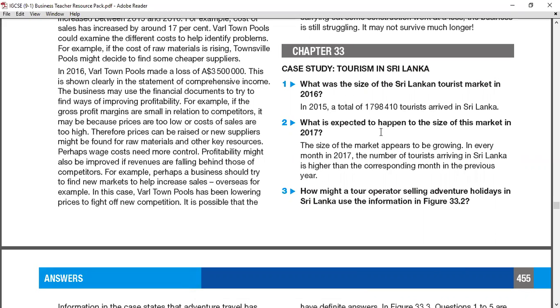Asking what is expected to happen to the size of this market in 2017, the market appears to be growing in every month in 2017. The number of tourists arriving in Sri Lanka is higher than the corresponding month in the previous year. It's actually an increasing trend. That's why we are going to open up new hotels also. Still some 5-star level hotels are being built and completed. Now we are waiting for opening.